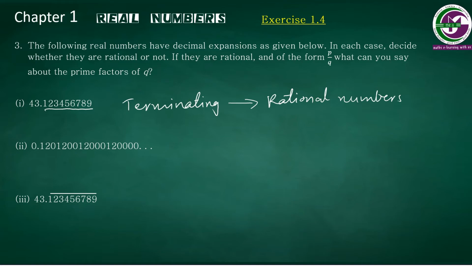Now what about the denominator of the fraction? All the rational numbers can be written in the form of p by q. Then what about q? The prime factors of q will be of the form 2 raised to m times 5 raised to n. Only 2 and 5 will be the factors of the denominator. That is the conclusion for the denominator of the fraction. Next question.